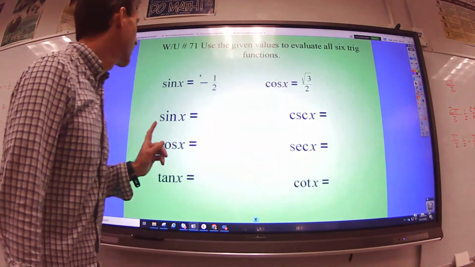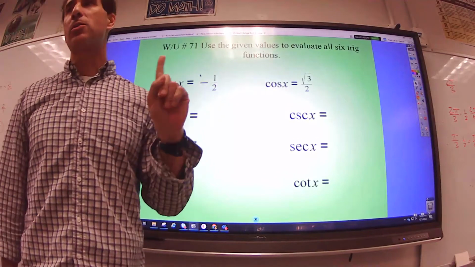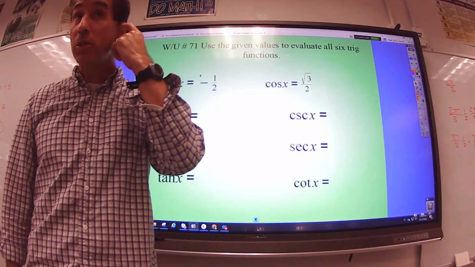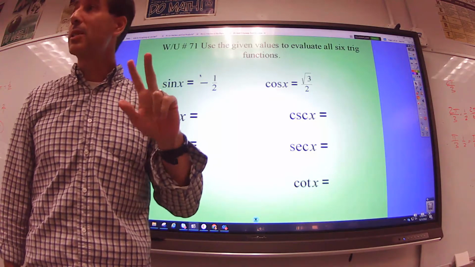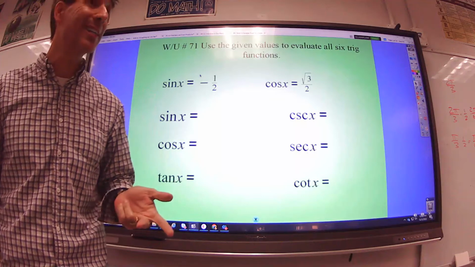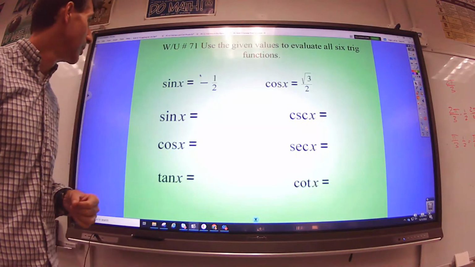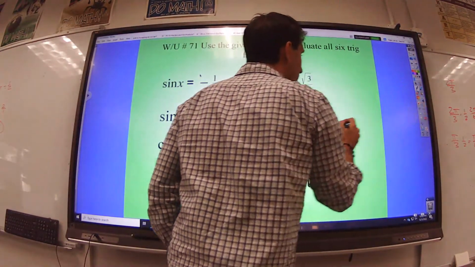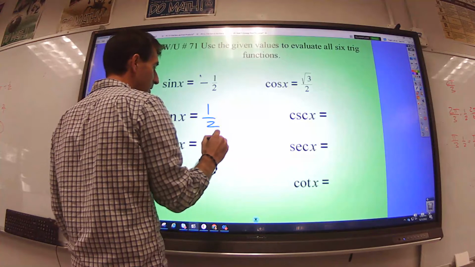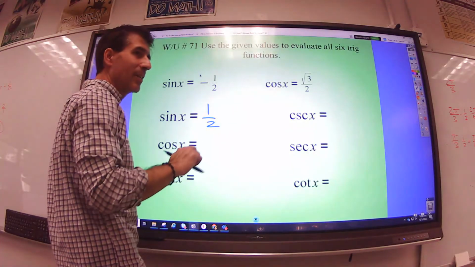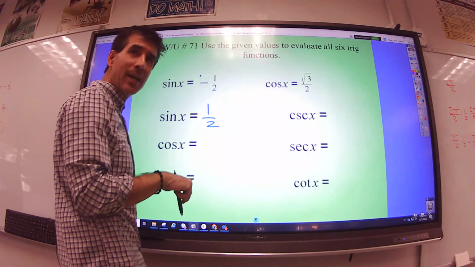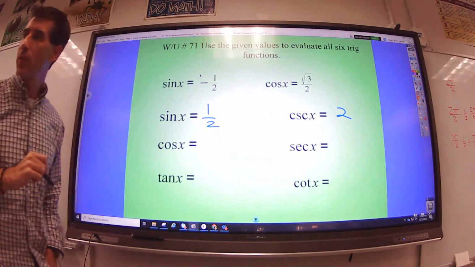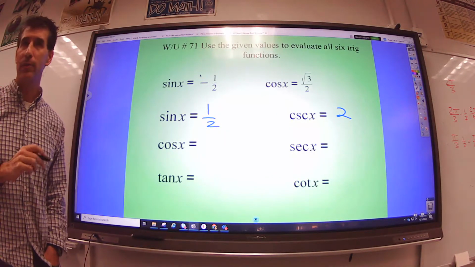Okay, so with this, I don't want you to graph triangles. I want you to use the trig identities, right? The reciprocal identities and the quotient identities are most important. So, for example, sine of x, we have the easy ones is just 1/2. Cosecant of x is the reciprocal of sine, which is 2/1, or that is just 2. Do we need a further explanation for that, or can we move on?